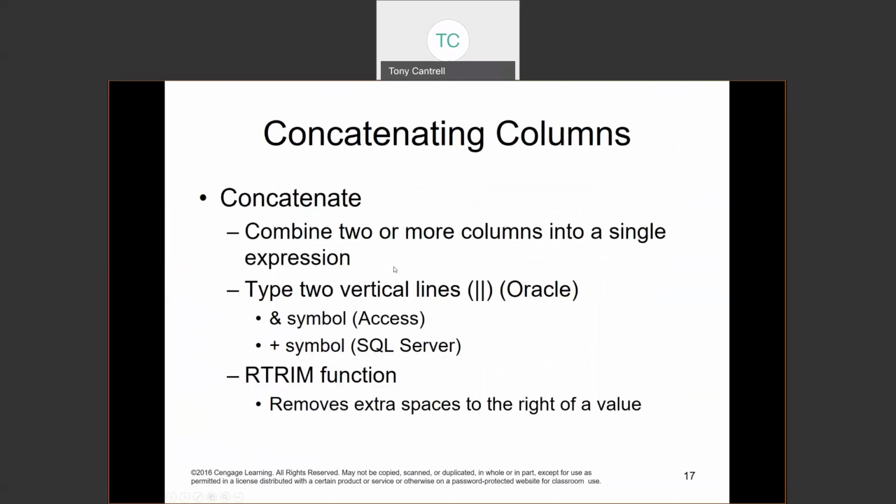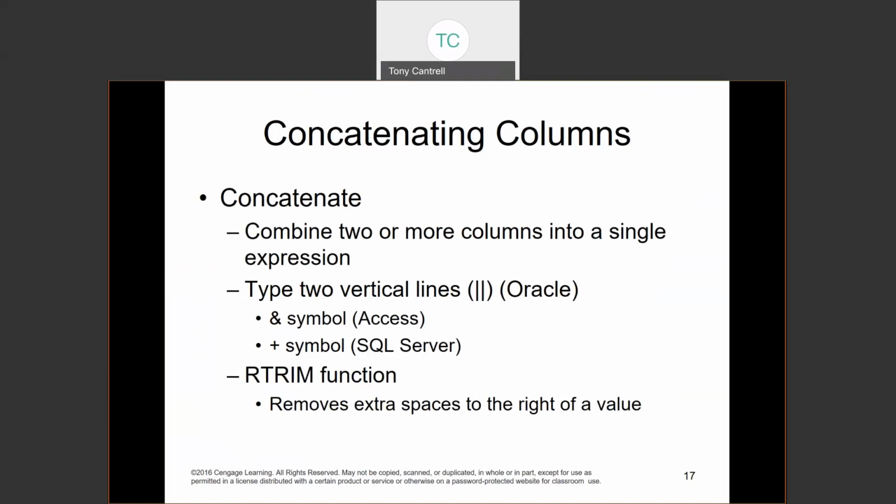Concatenating columns. It's where you combine two columns together. In Oracle, use two vertical lines, in Access the ampersand, and in SQL Server the plus sign, and you can read the Access SQL. The RTRIM function removes extra spaces to the right of a value. You say, well, why would they have extra spaces? Like if you enter in a first name and your first name's Jack, all it's going to have is Jack in there. But if the user, when they entered it in, puts in Jack and hits the space bar 5 times, it would have Jack and 5 spaces.